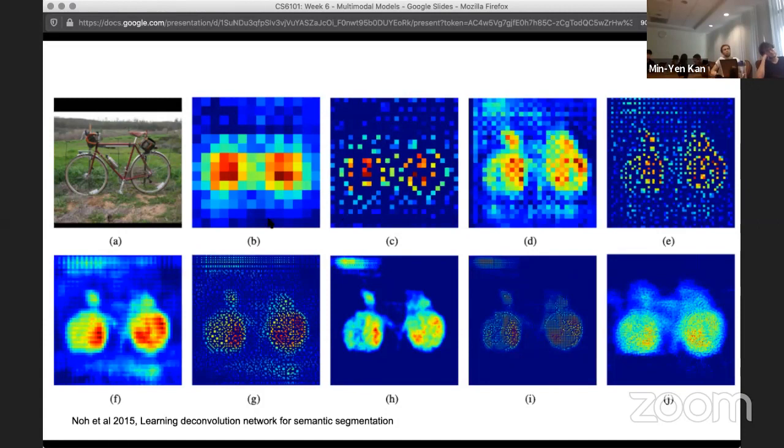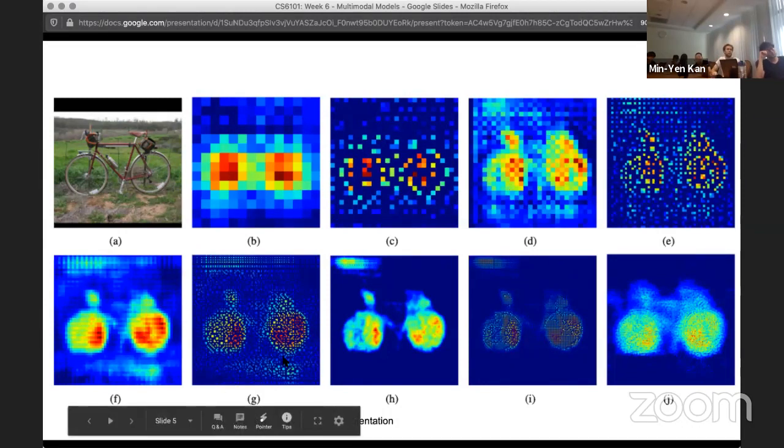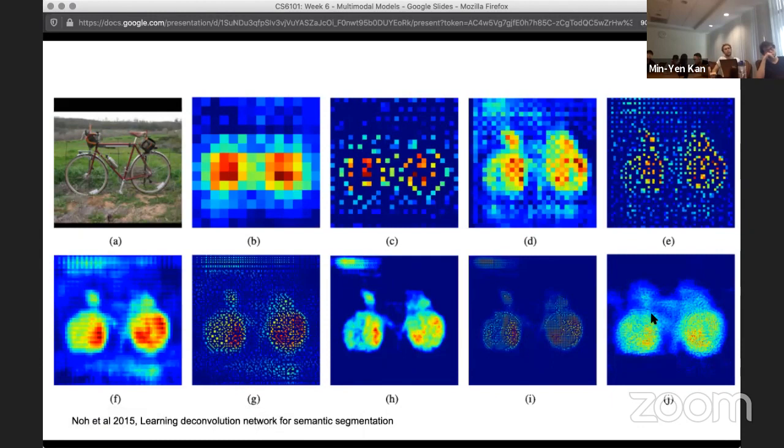For each of these pixels, you draw a pixel here according to the place where it was in the unpooled layer. And then you go through sequences of unconvolution and unpooling, and then you get back to the bicycle. So it's quite a powerful idea, I would say.